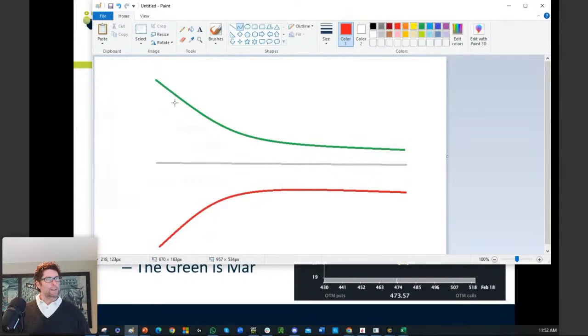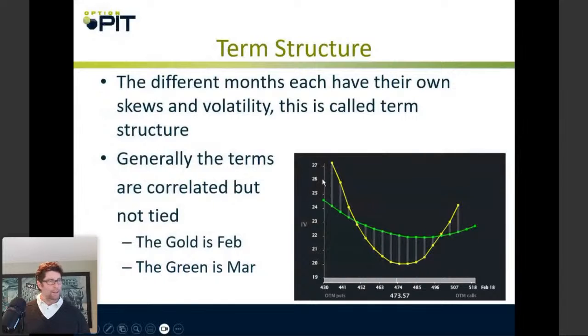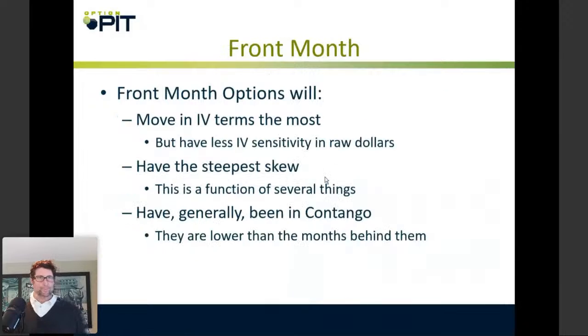Again, this is just giving you an idea of how things work. It is not everything in terms of term structure, but these are different things to trade. Okay, ready? Front month options are going to move in IV terms the most, but they're going to have less sensitive implied volatility in dollars, meaning short-term options are going to have big changes in volatility, but smaller changes in dollars.